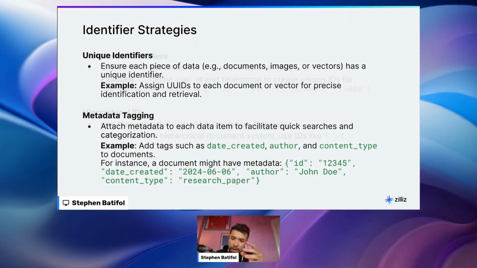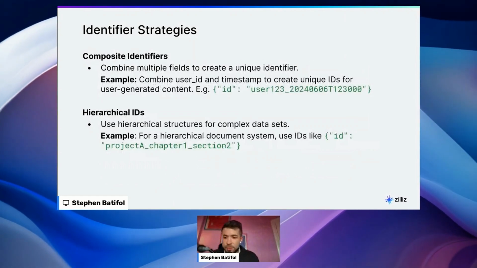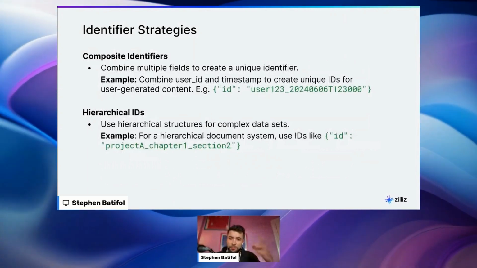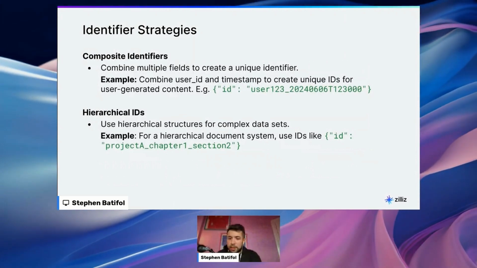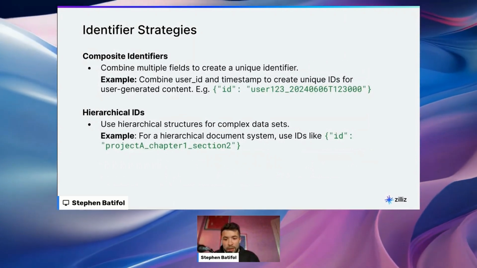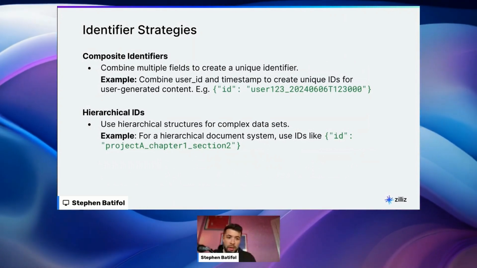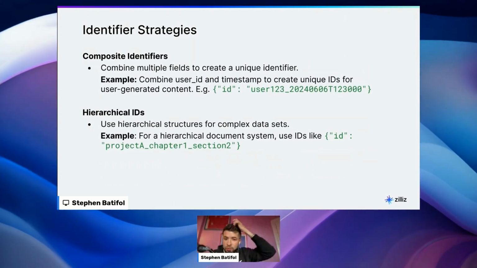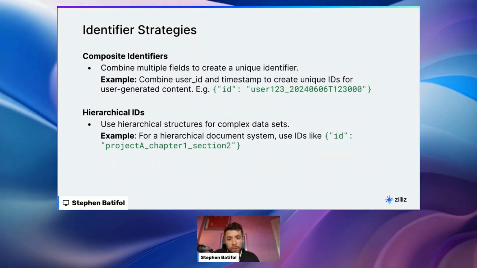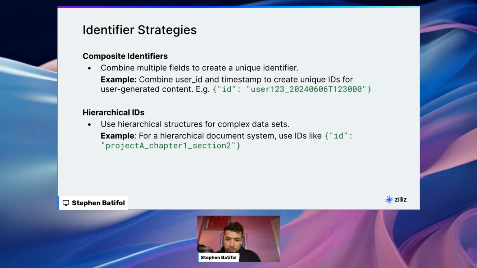You can also have composite identifiers. So, having multiple fields to create a unique one. I don't know when you would need that, but you can say, this user for this specific date with a specific timestamp. And then you can say, okay, I want to update everything that has happened for this specific timestamp for this user, because, I don't know, there was something wrong, or you have new data about this user. So you can also do those.